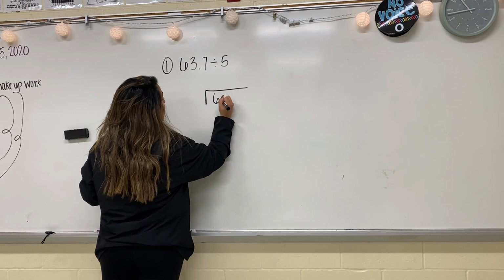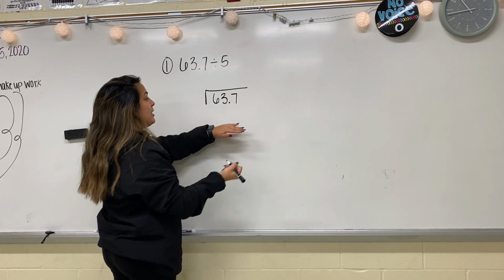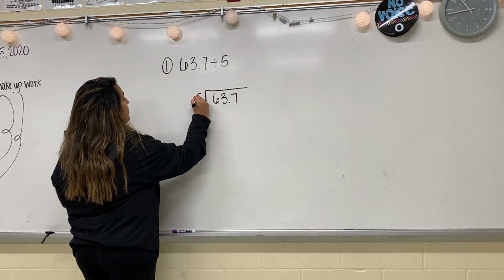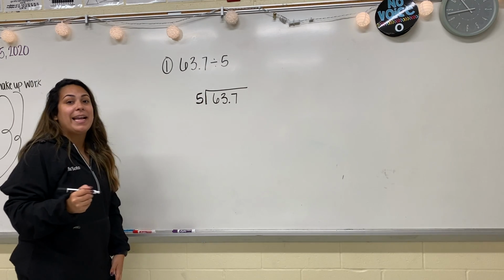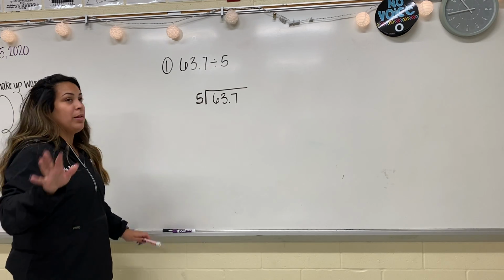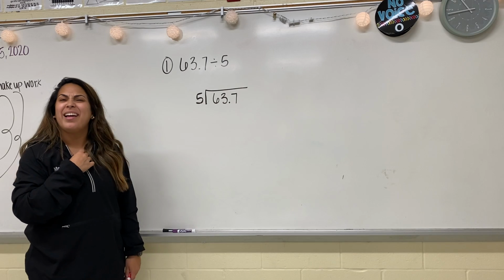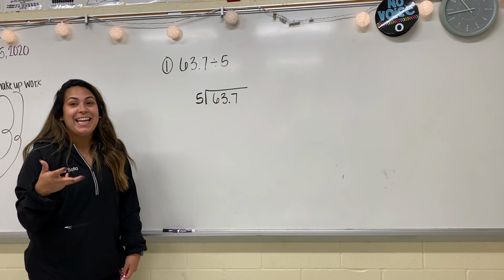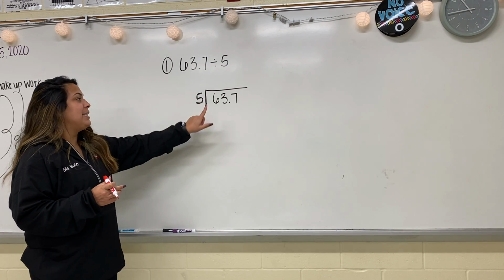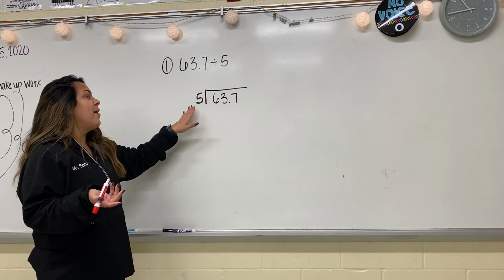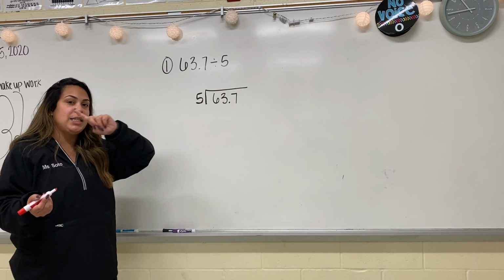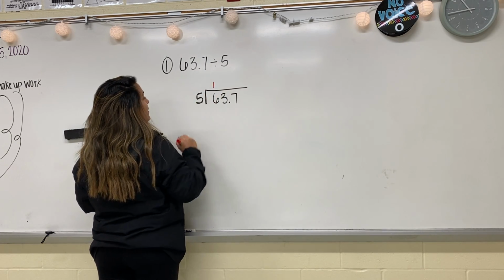So 63 and 7/10 is our dividend. That's the number we're spreading apart. And 5 is my divisor. That is the number I'm dividing by. So now we are just going to divide as if this was a regular division problem. Remember, our first step is we want to divide 6 by 5, or see how many times 5 can go into 6. This one's pretty easy because we all know that 5 can go into 6 one time. So I'm going to put 1.